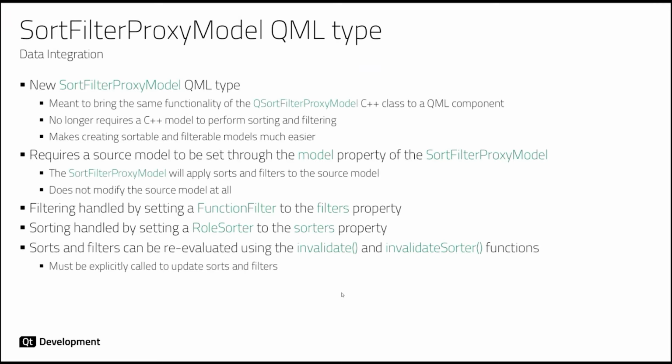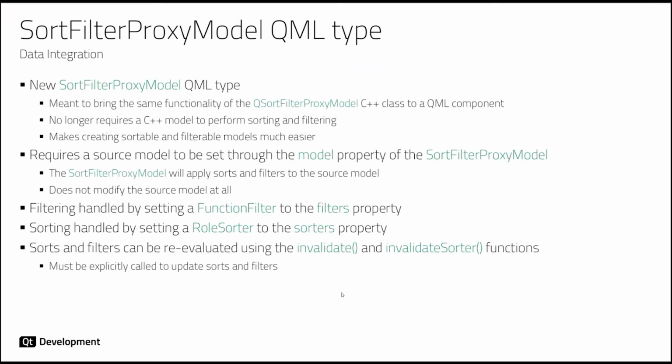a little bit easier. It does require a source model similar to the C++ counterpart, where you set this through the model property of the sort filter proxy model. And then the sort filter proxy model will apply sorts and filters to that source model, but it will not modify the model itself. So you can maintain a constant state of your source model while displaying to the user a filtered or sorted version of that model through this proxy model.